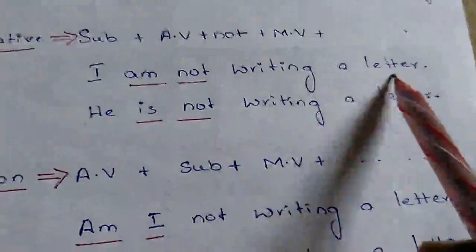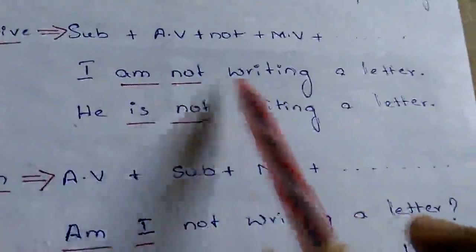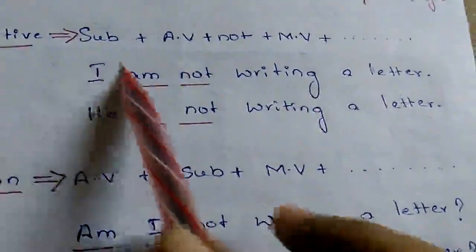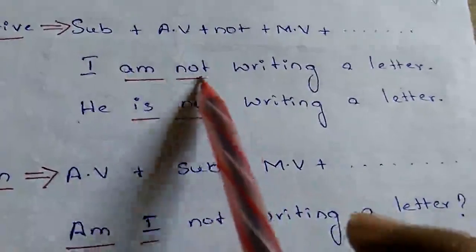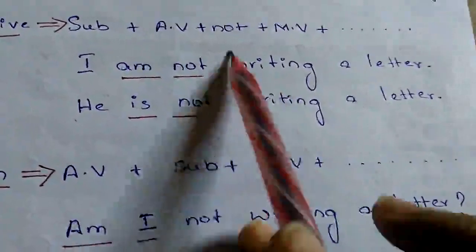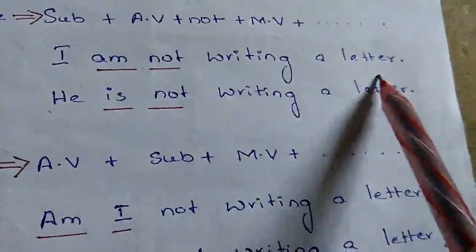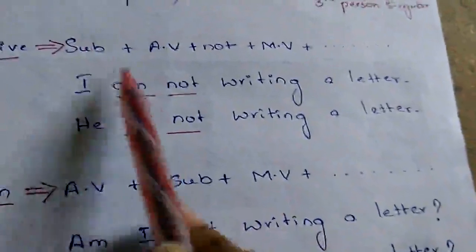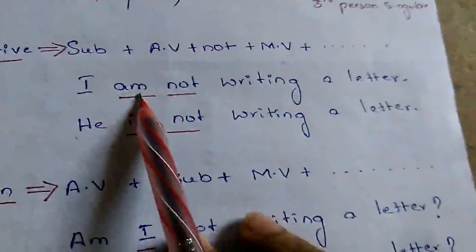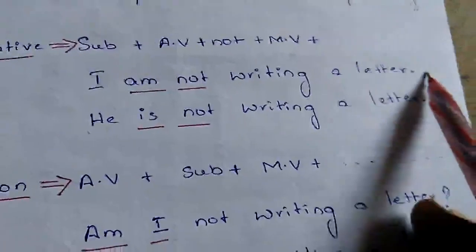Now we take the negative statement. I'm not writing a letter. The same sentence I have made into a negative statement, like I'm not writing a letter. In this, I is the subject, am is the auxiliary verb, the be form, and not is used because it is a negative sentence. Writing is the main verb, that is present participle form. A letter is the rest of the sentence. In this we have used the structure subject plus auxiliary verb plus not plus the main verb plus the remaining part of the sentence.